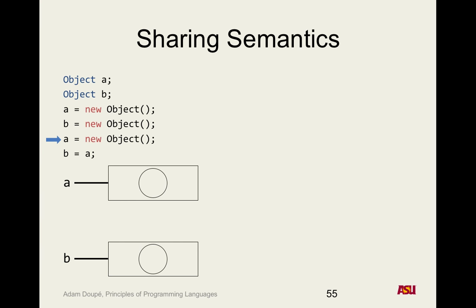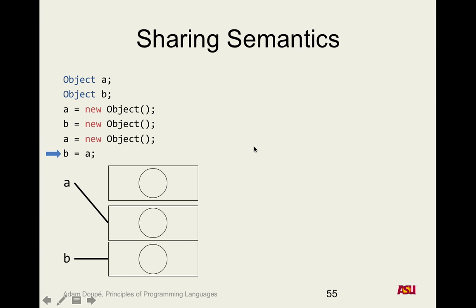Now when I create a new object for A, I'm getting rid of this binding. I'm changing this binding dynamically at runtime. I'm going to create a new object like this, and then bind A now to that new object. And so, have I created any garbage at this point? Yes. Boxes 1, 2, 3, starting from the top, which one is garbage? Box 1, yeah, at the top. So there's no way I can reference this location anymore.